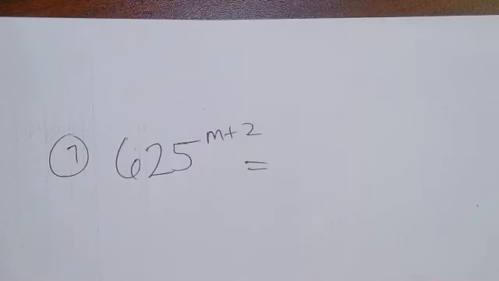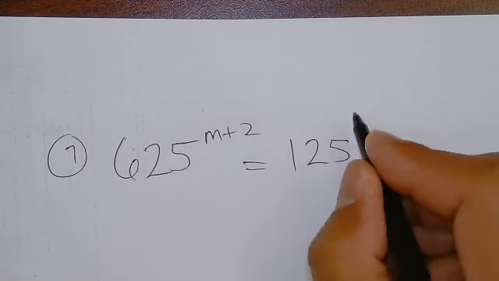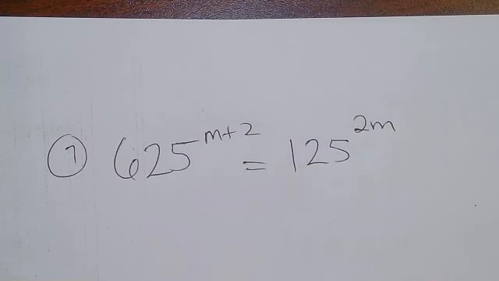Okay, last one. I think you guys got it. Last one, number 7? Yeah, number 7. 625 to the power of m plus 2 is equal to 125 to the power of 2m. All right, that one's actually easier. Gee, I wonder what the common base is going to be. Yeah, I think you know what it is.